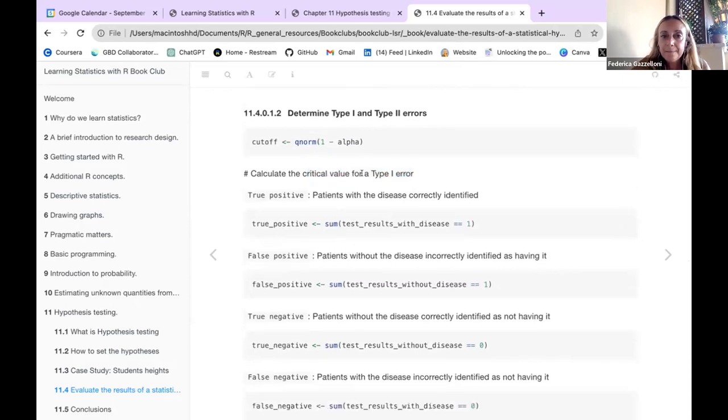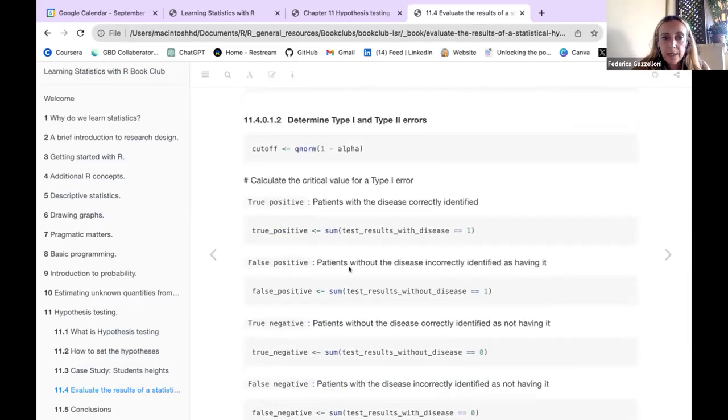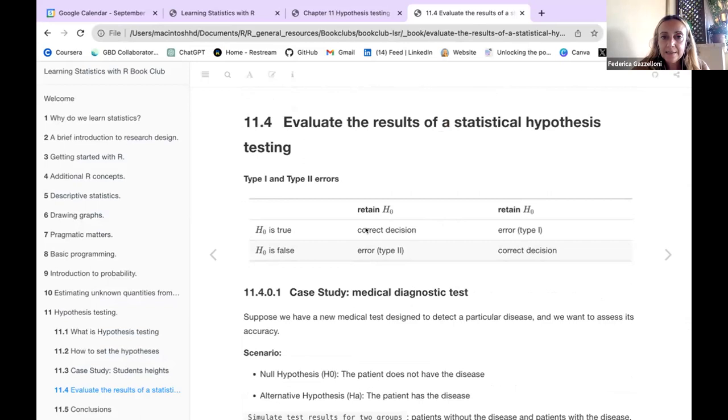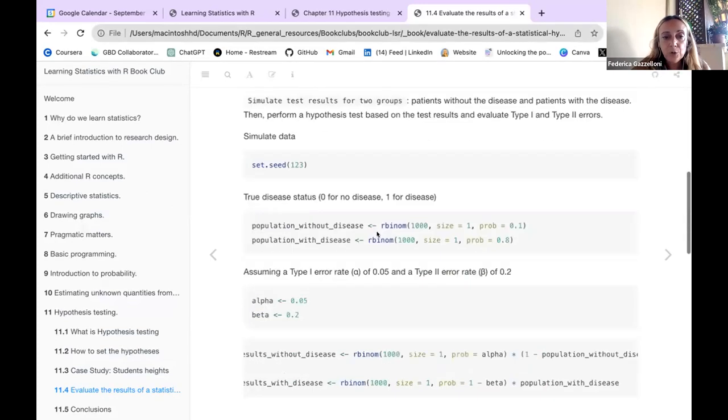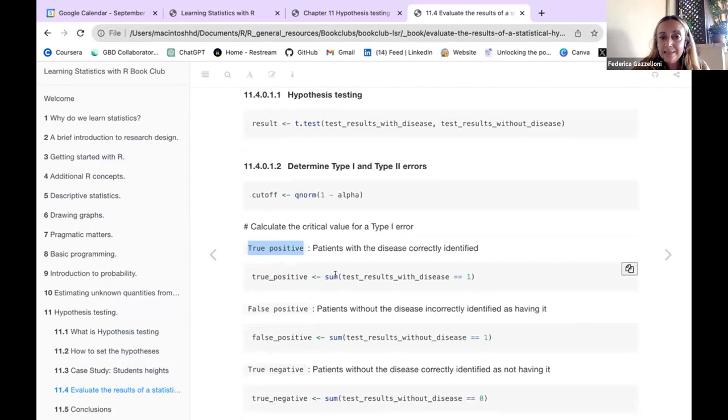Okay. So, as I said here, the type one error is basically about true positive patients. These are the two positives. So our test's new level is true, and in fact it is true. So the cohort has guessed it right. And so we are in a position to identify true positives, so patients with disease that are correctly identified. And what are they? They are the sum of the test results with disease, which is equal to 1.